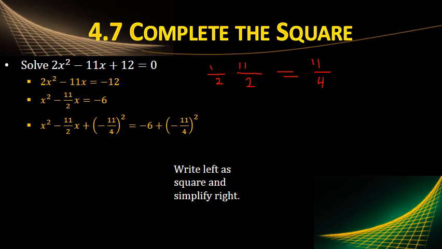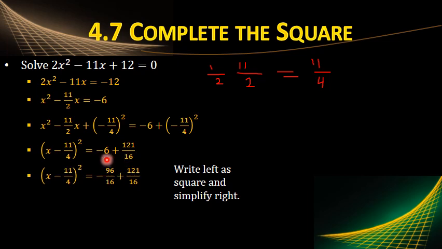Now we write the left-hand side as a perfect square and simplify. So it's going to be x minus 11 fourths squared. On the right-hand side, I simplified a little. 11 squared is 121, 4 squared is 16. To add the fraction, we need a common denominator, which would be 16. So 6 is the same as 96/16. Add these. Negative 96 plus 121 is 25.